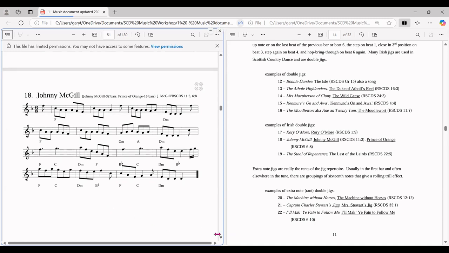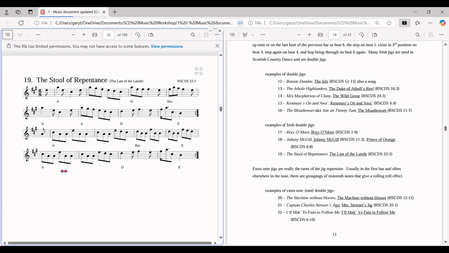Yummy, I love that. And another example, The Stool of Repentance, used for The Last of the Lairds. Ready, and.